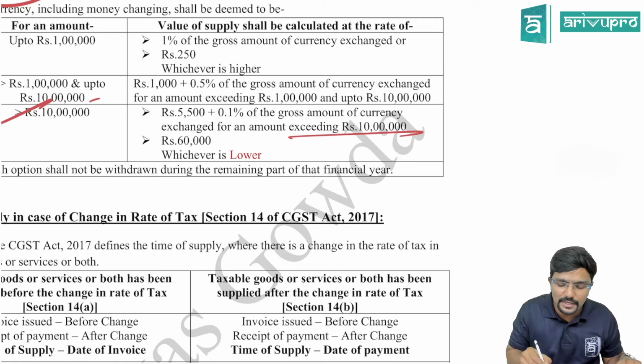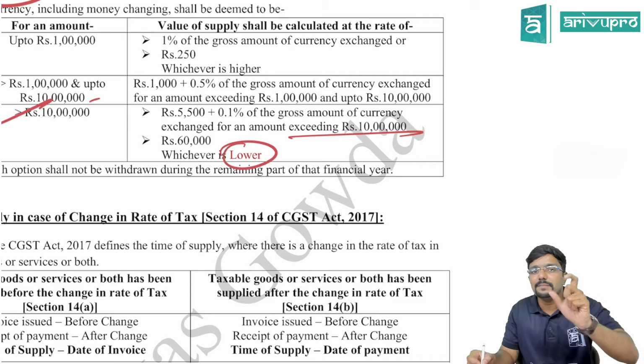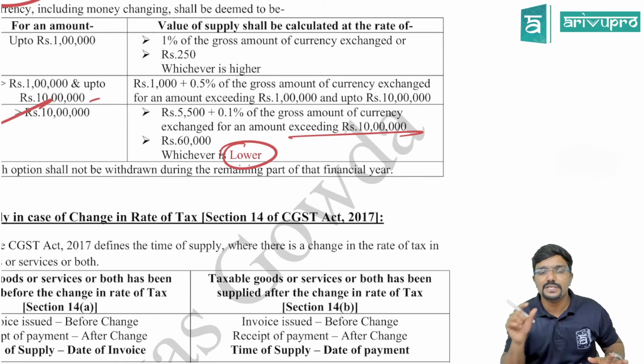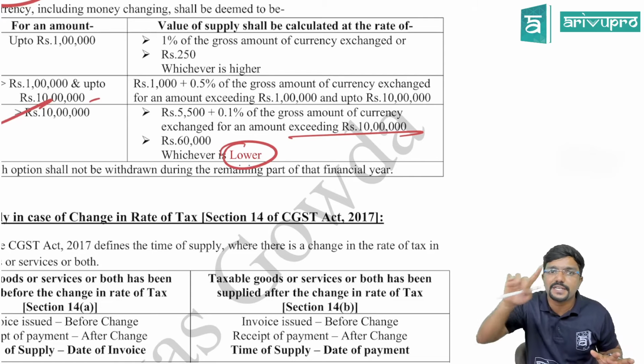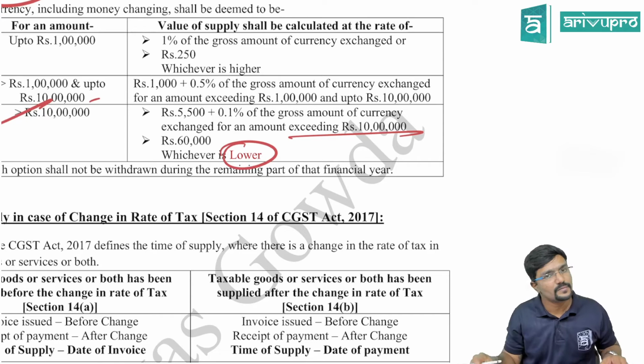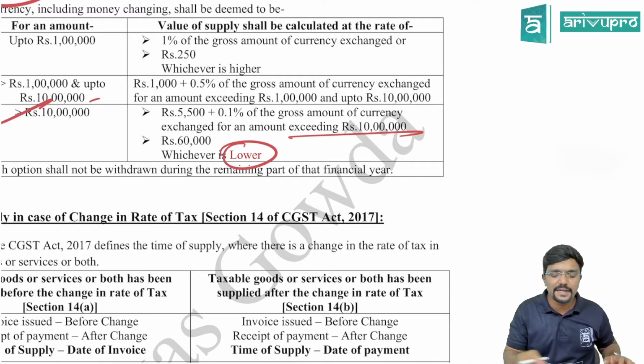Guys, this is important. In my material, I have given higher by mistake. Please make this correction. It should be whichever is lower, which I have highlighted in red color. Please make this correction even in my study material. It should be whichever is lower, not higher. Okay. Now let me take an example.